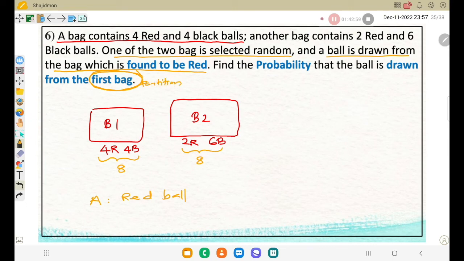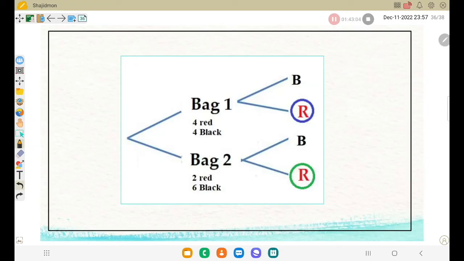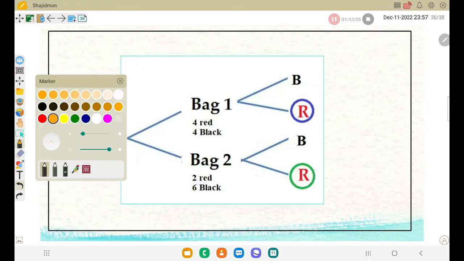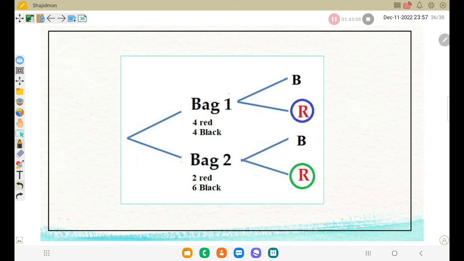Partition. So as we did in the example, same model, this question. In this tree diagram you can see clearly there are 2 partitions in the sample space. We can divide the sample space into 2, bag number 1 and bag number 2. These are the partitions, correct?